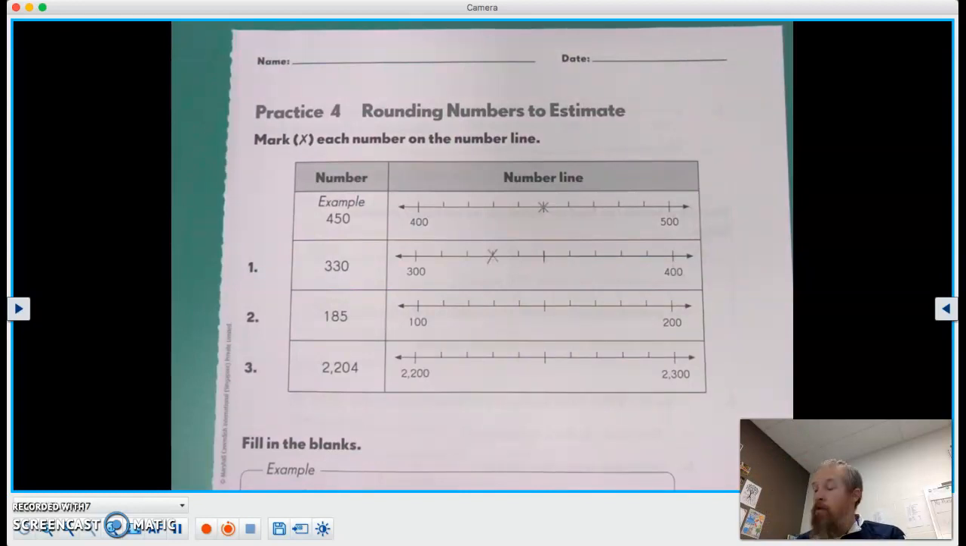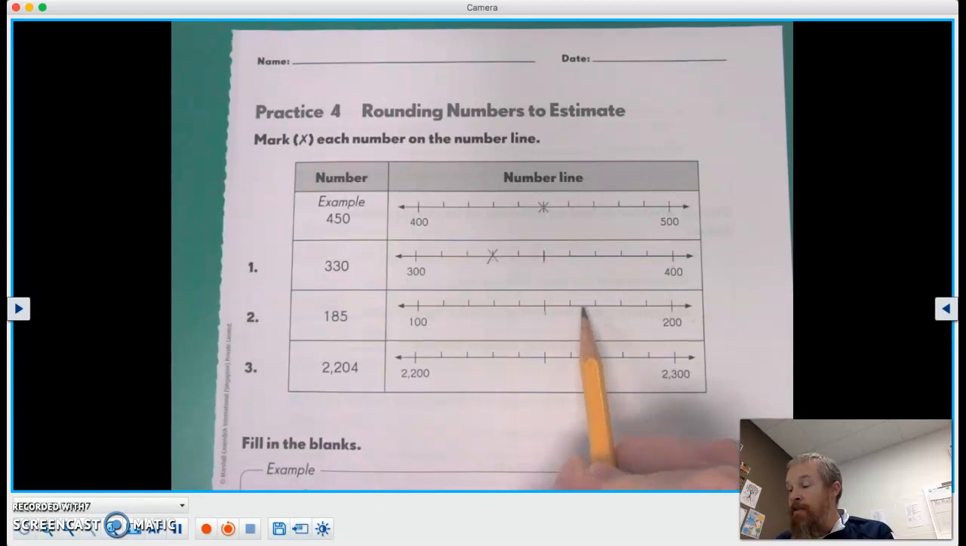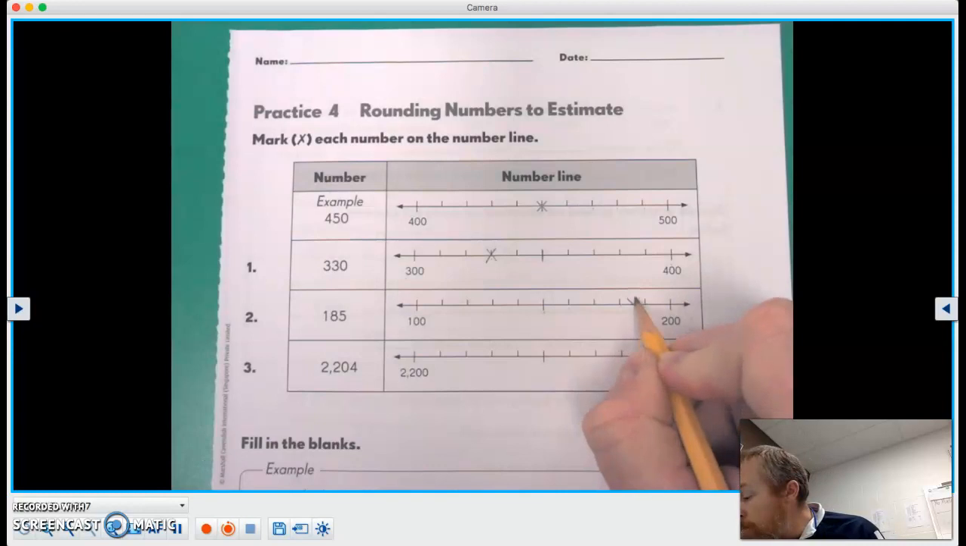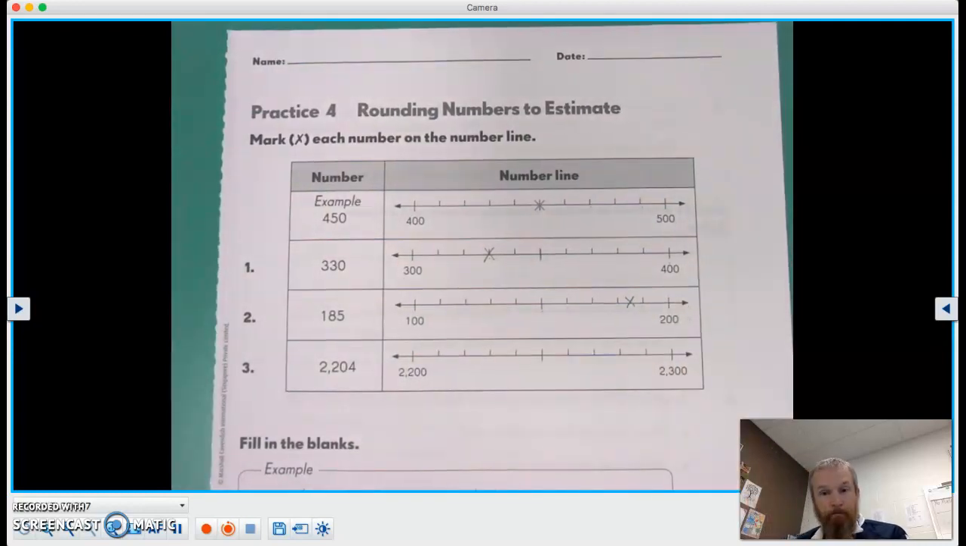185. Again, we have 100, there's 200, there's 150, and then we can say 160, 170, 180, 190. Well, we have 185, so we're going to be halfway between 80 and 90. So we're going to put our X right there.